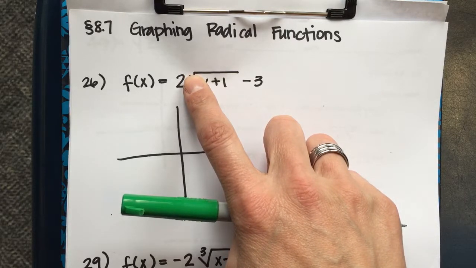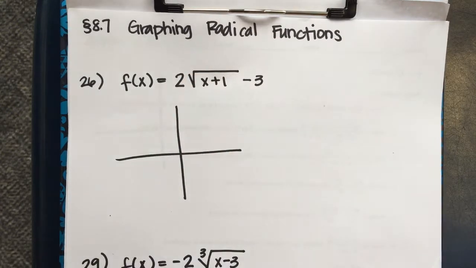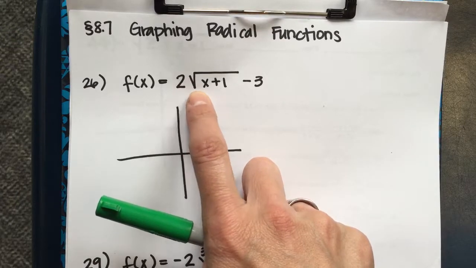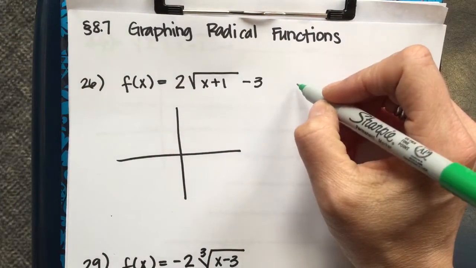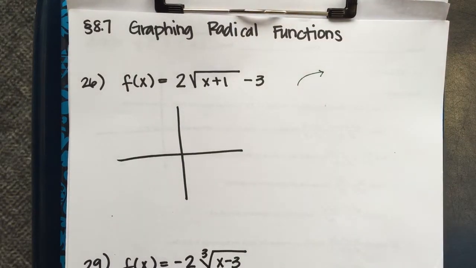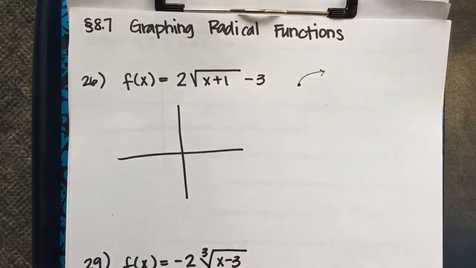The square root, if there's not a number here, it automatically means the square root. Those are the half of a parabola. It's a sideways parabola. It's only either the top of it or the bottom. This one is positive in the front and positive inside, so it is the top half of a parabola that opens to the right. So I need to find this little starting point right here.